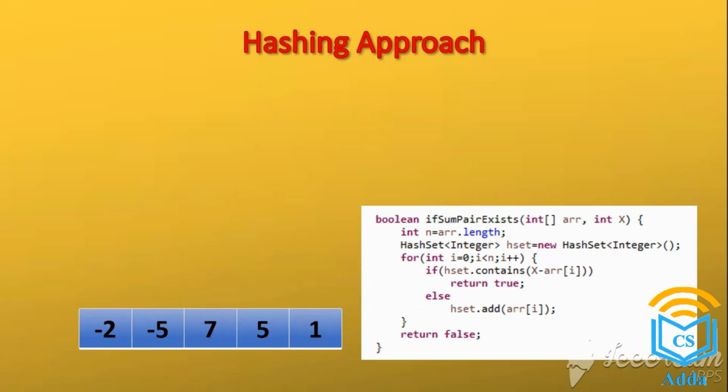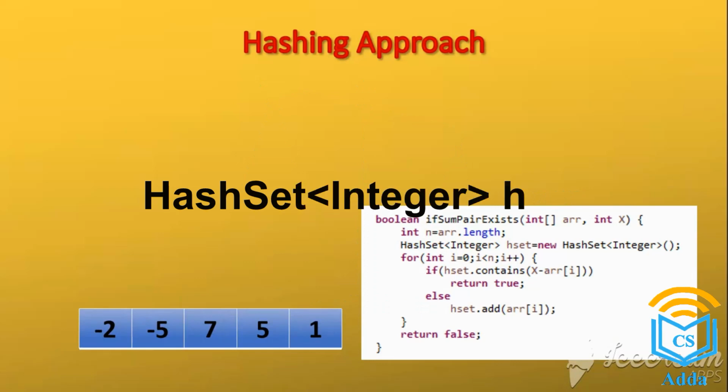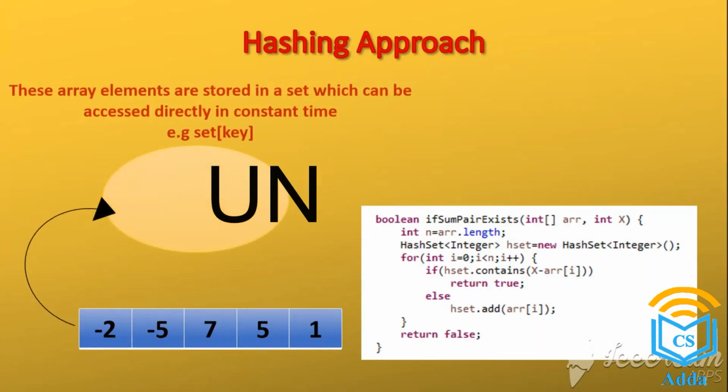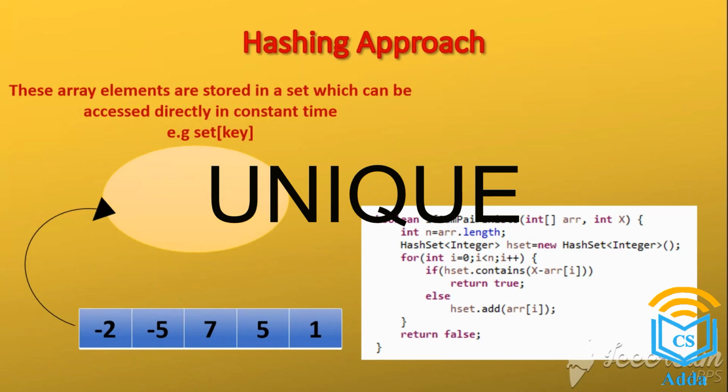I have taken a hash set of type integer. Why I have written integer like this in angular brackets, I will explain in another Java tutorial, but not here. For now, this much knowledge is sufficient that this is a hash set of type integer. Hash set is a Java collection which stores elements in the form of unique keys. These keys can be accessed in constant time.